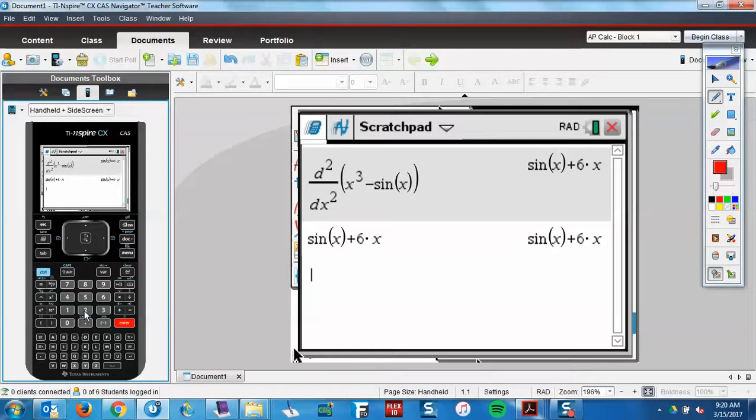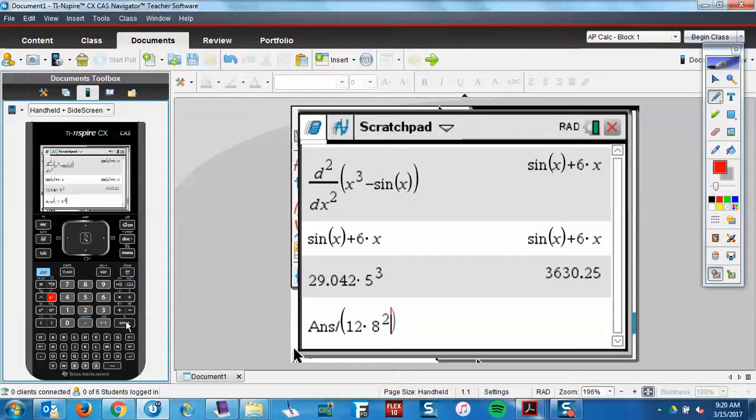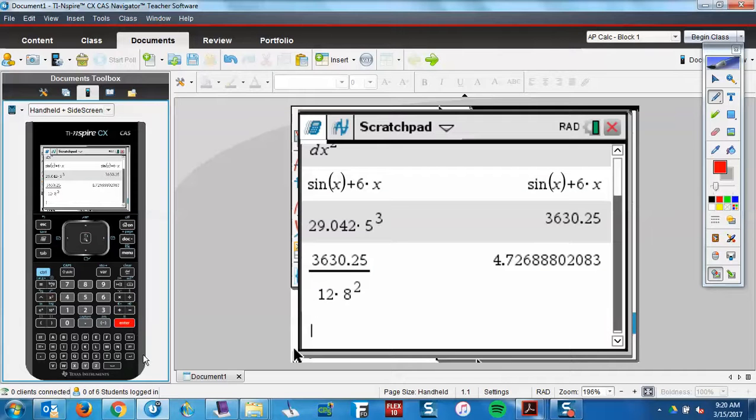our 29.0442 times 5 cubed divided by, make sure we get some parentheses on that, and then 12 times 8 squared. Okay? Is that what you guys are getting? But look at that K value. Right? I mean, that's not much of an error bound.